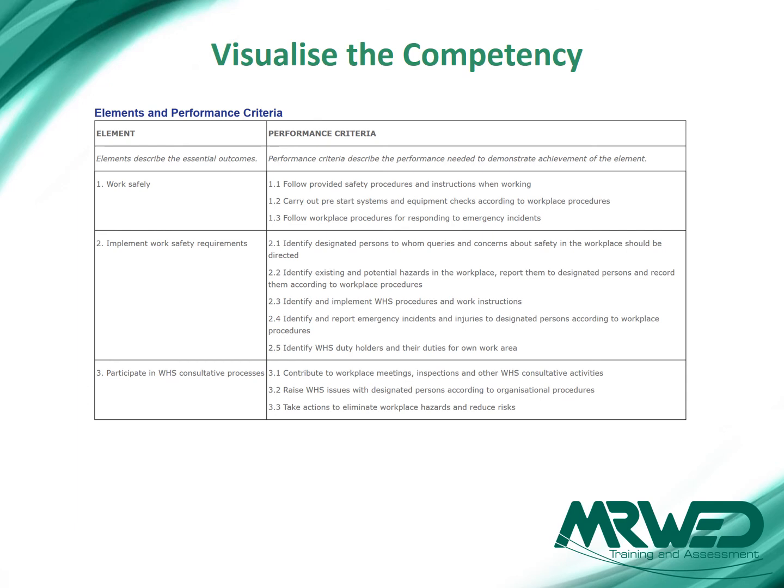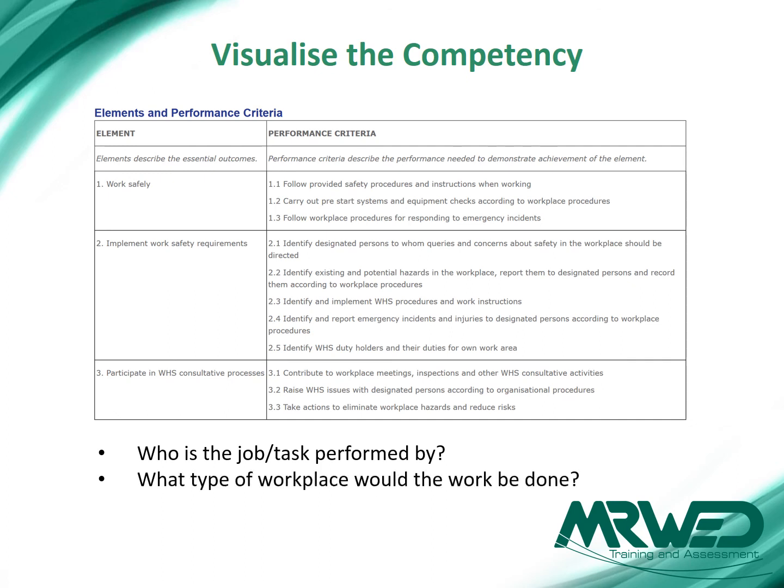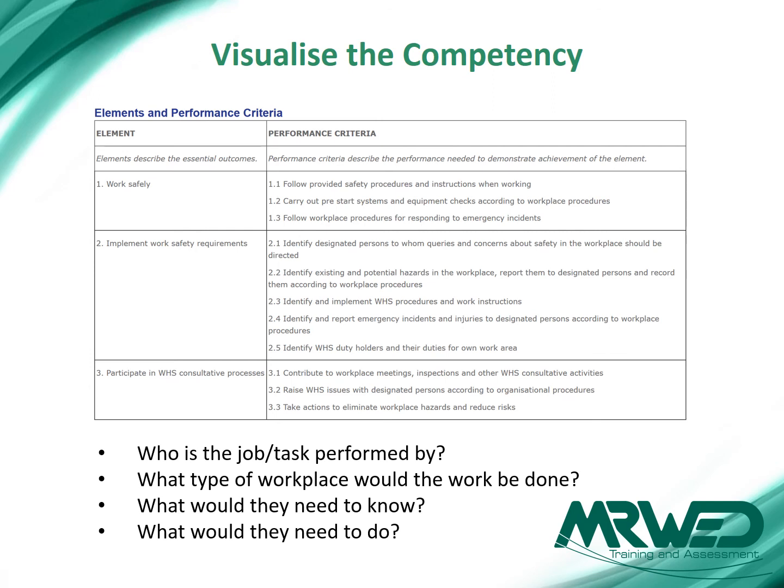Finally, though, it's all about being able to visualize the competency. Whether it's MasterChef or using our own unit of competency, we have to have a really good picture of what an end result needs to look like. What does someone who demonstrates competent performance actually look like? We might need to ask ourselves a few questions, such as, who is the job or task performed by? Or what type of workplace would it normally be done in? Perhaps what would they need to know or be able to do? So once you start to ask yourself these questions, you get a chance to see the big picture. This is what competent performance looks like, and we use that key information from our unit of competency and the assessment requirements to build that picture.